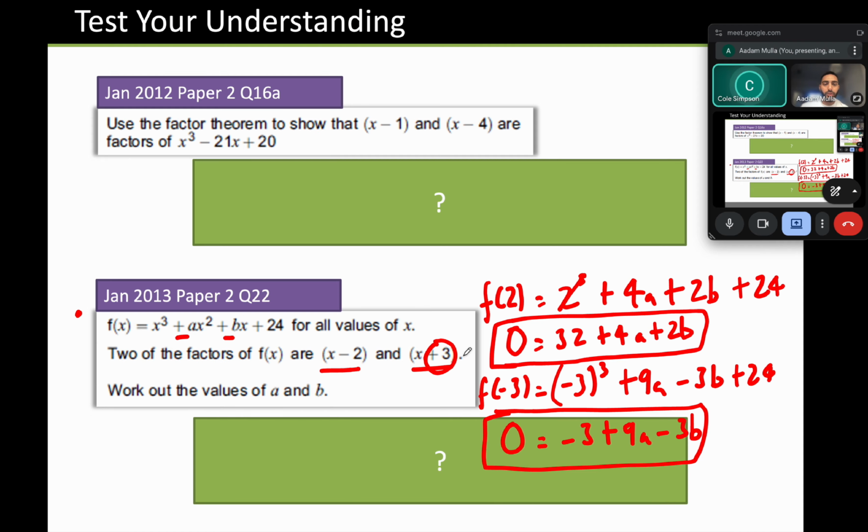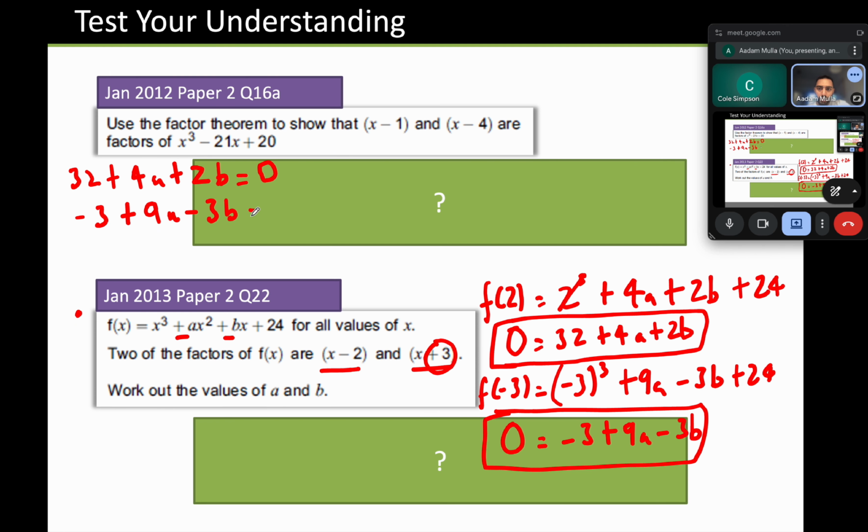Is there a simultaneous equation? Yeah, very good. Let me write it somewhere else. So I'll put it up here. So I've got 32 plus 4a plus 2b equals 0. And then I've got minus 3 plus 9a minus 3b equals 0. What do you notice about this first equation, the top one?